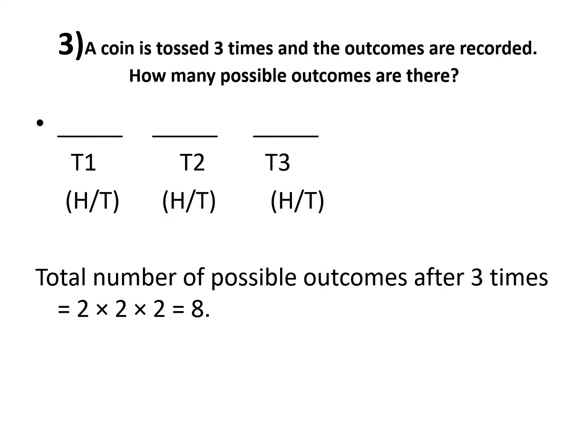Next example is, a coin is tossed 3 times and the outcomes are recorded. How many possible outcomes are there? So for toss 1 we can have head or tail. Similarly from toss 2 we can have head or tail as an outcome, and on toss 3 also we can have head or tail. So in total we have 8 possible outcomes.